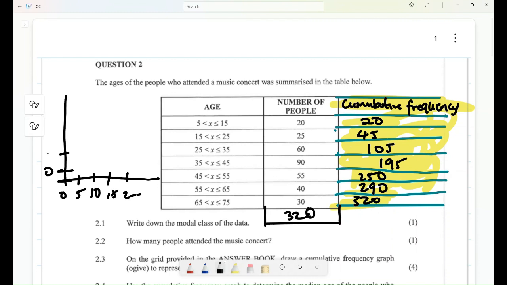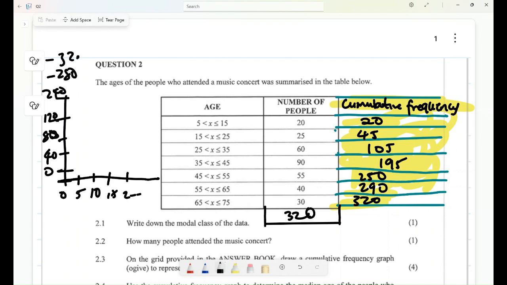You can say 40. You can choose 40, 60, 40, 80, 120. Then somewhere you're going to have 240, somewhere 280, then 320. Can you see? It is also perfect, right? Then you draw your ogive.